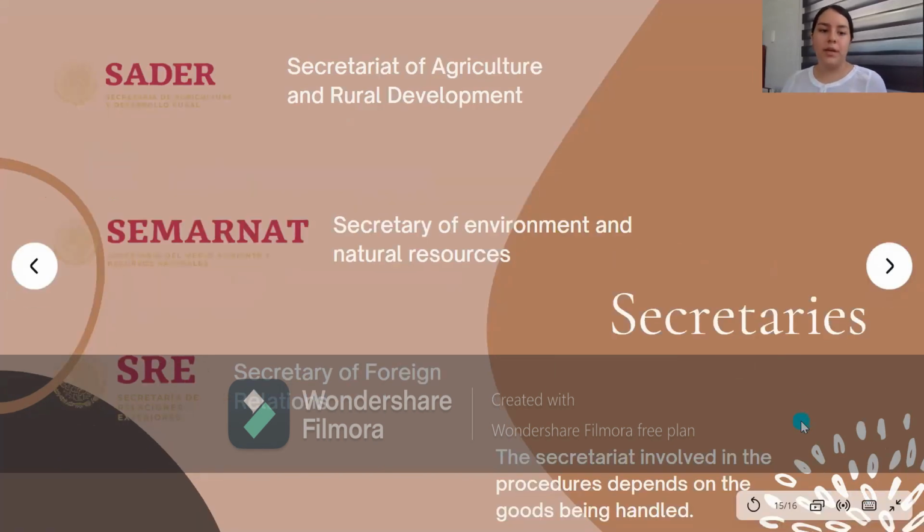Finally, we have these three secretaries. The first one is the Secretariat of Agriculture and Rural Development. That is the one from which we can get the different sanitary certificates, such as the sanitary certificates for merchandise like plants, fruits, food, etc., and also the sanitary certificates for both import and export.